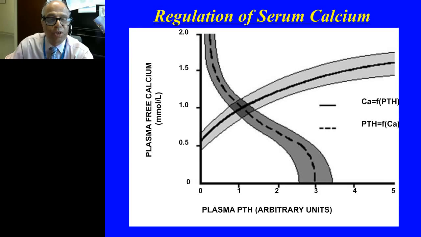The next slide illustrates the narrow range under which it functions. For example, most individuals will be in this small area, so the serum calcium varies very little in normal physiology. As the serum calcium falls, the PTH rises. As the serum calcium rises, the PTH falls. And this narrow range is maintained constantly with the interaction of calcitonin, parathyroid hormone, and 1,25-dihydroxyvitamin D.